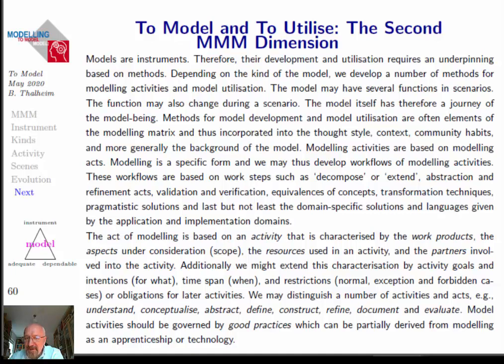That means in this case we have been using a trick. The trick is to separate different concerns and to separate models into different kinds of models that have a number of generic structures and functions underneath, and we can use it so. Then it is nothing else than having some kind of modeling matrix and having some kind of thought style, context, community habits, or more generally a background of the model.